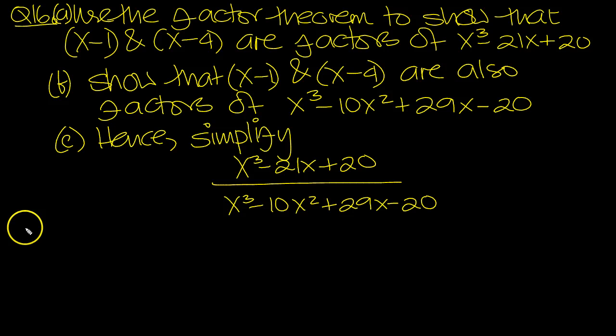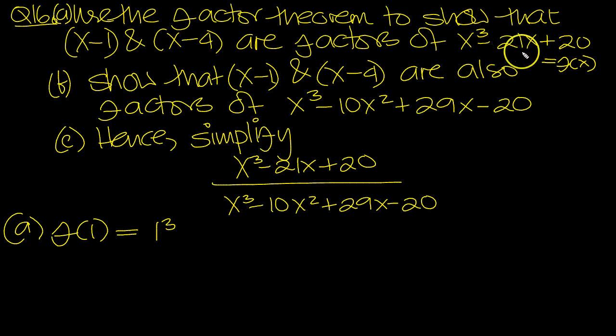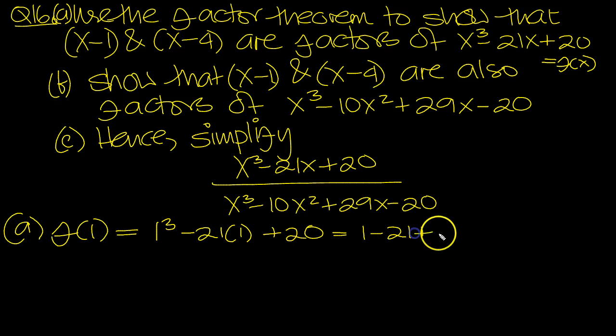So, factor theorem for part A. Let's let that equal f of x. And then we can just write f of 1 then, by the factor theorem. It should equal 0, so let's have a look. It's 1 cubed, minus 21 times 1 plus 20. That's 1 minus 21 plus 20, which equals 0.